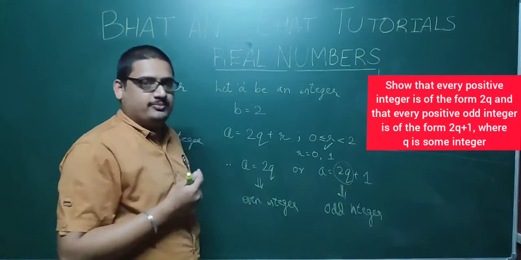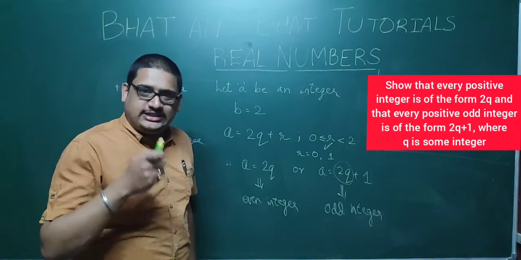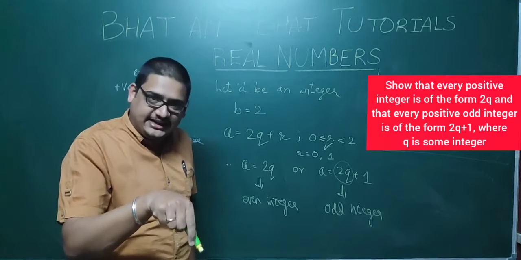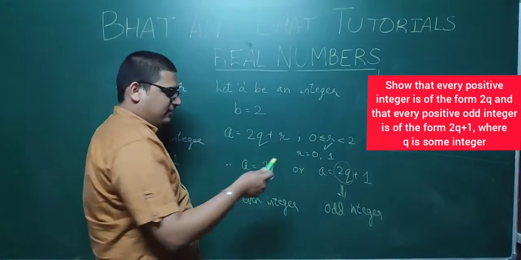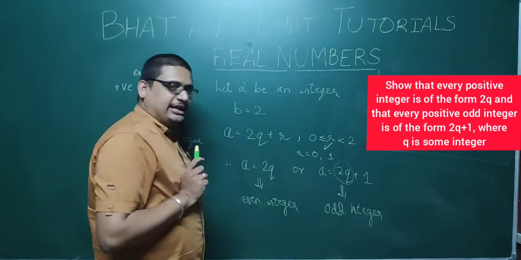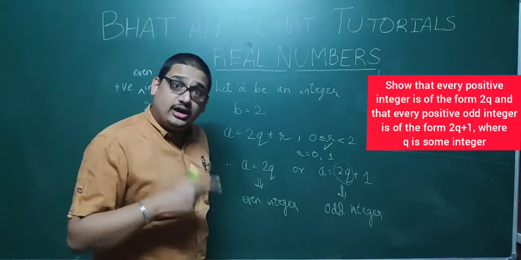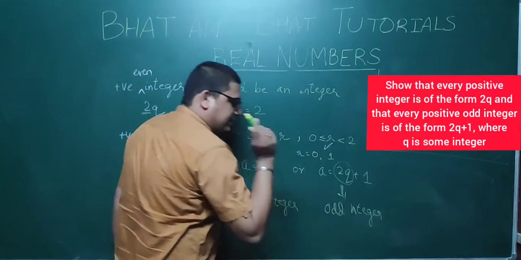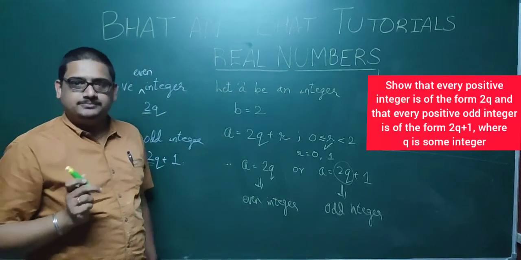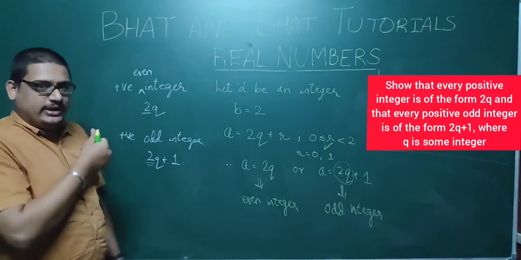Let's understand this. You take an example of number 16. So 16 is an even integer. I can write it as 2 into 8, which is 16. If I add 1, it becomes 17. That means the number got converted to an odd integer. So adding 1 to an even integer gets converted to an odd integer. Understood? Fine. So let me just run it quickly again.